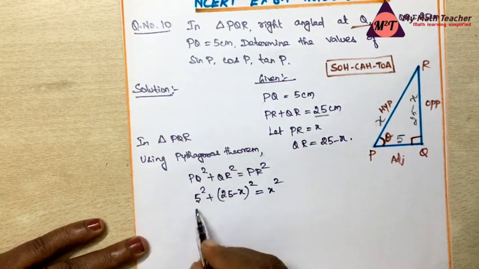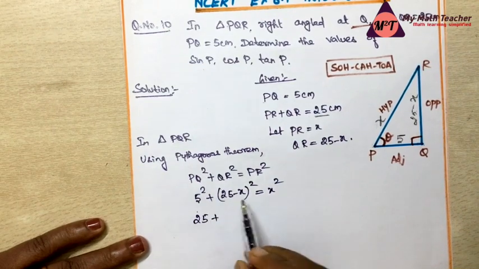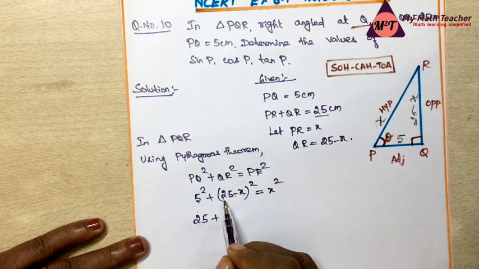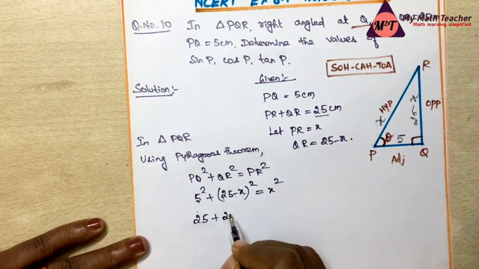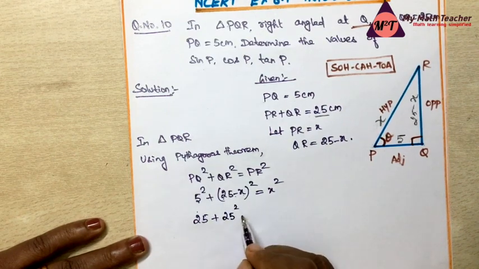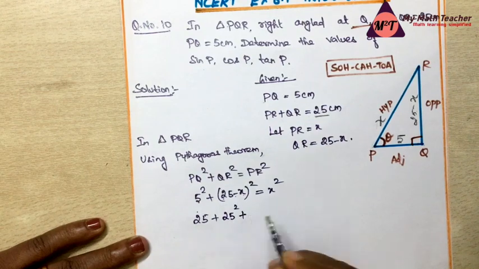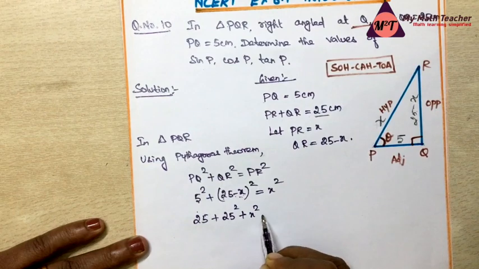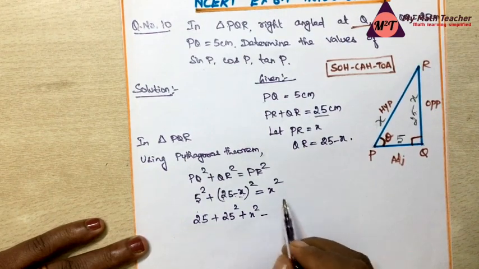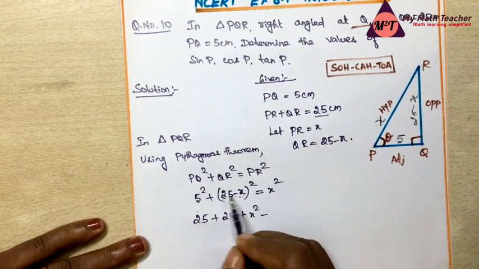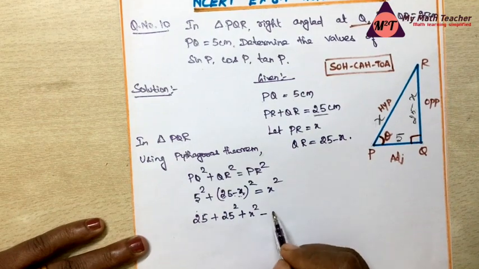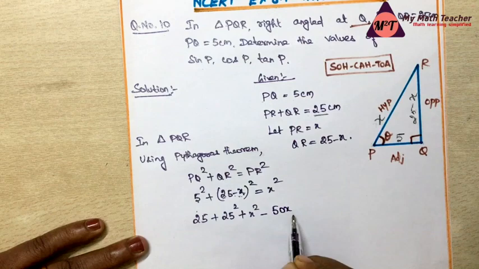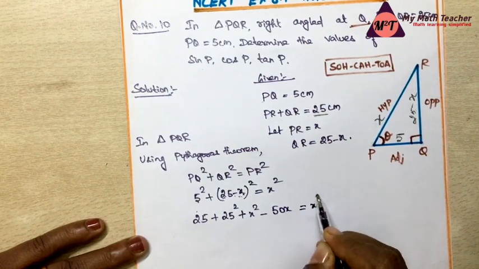Now expand it. 5 square is 25 plus. This is the A minus B the whole square formula, which is A square, that is 25 square, A square plus B square. What is B square? This is X, X square, minus 2AB. So 2 into 25 into X, that is 2 into 25 is 50, 50x. So when you expand, this is the answer. That is equal to X square.